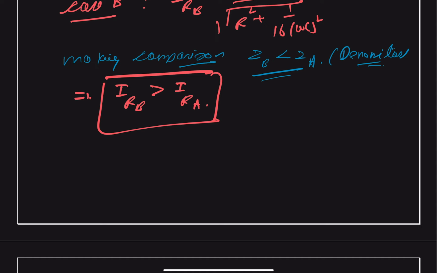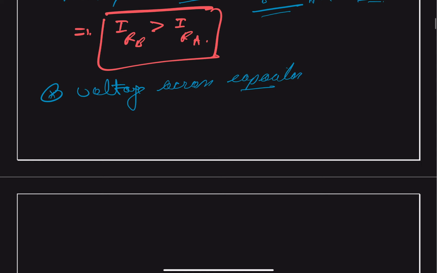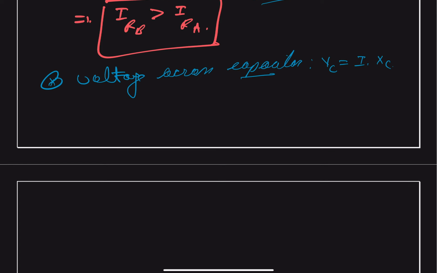Now we can find out the voltage across the capacitor, which we can see is our VC is equal to I multiplied by XC, and we already know the value of current in both cases. So let us revise this formula.